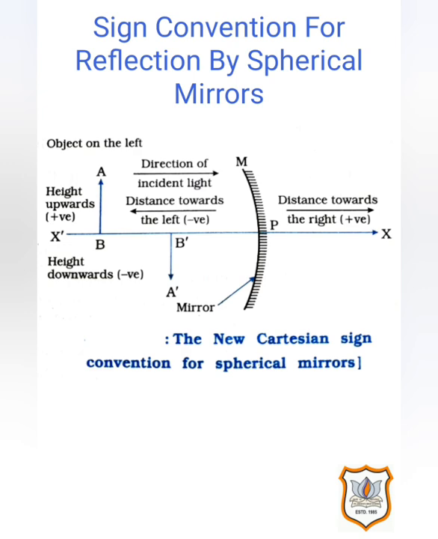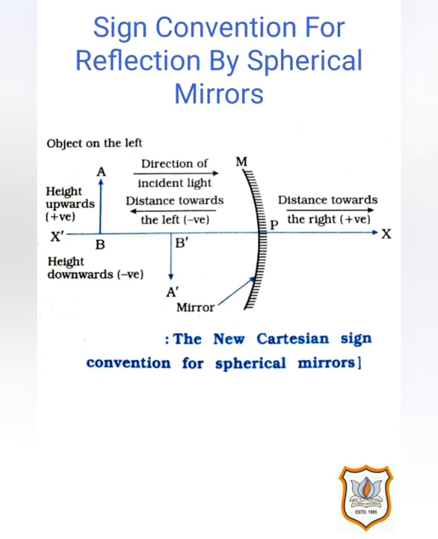Hello students, let us continue chapter 10, Light, Reflection and Refraction. So students, today we are going to discuss our next topic, sign convention for reflection by spherical mirrors. While dealing with the reflection of light by spherical mirrors, we shall follow a set of sign conventions known as the new Cartesian sign convention system.